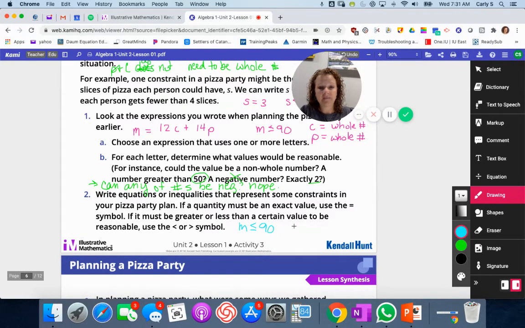We could say the number of, if we do number of pizzas, C plus P should be equal to 5. That's the number of cheese pizzas and the number of pepperoni pizzas, we're going back to that one, is equal to 5. Or we could say C plus P, because we're not sure how many students, should be less than or equal to 5. So the number of cheese pizzas and the number of pepperoni pizzas should be less than or equal to 5. That can be another constraint.